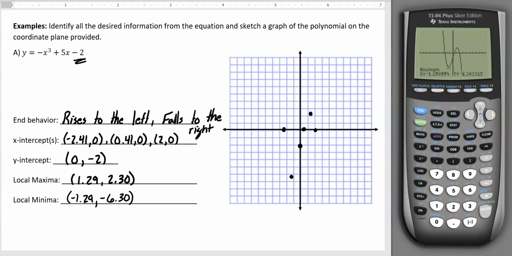There we go. And then all I need to do to finish this is just play a fun game of connect the dots. So I'm going to go ahead and try my best here. Remember, smooth curves, nothing sharp or anything like that. And there we go. There's the graph of my polynomial function.